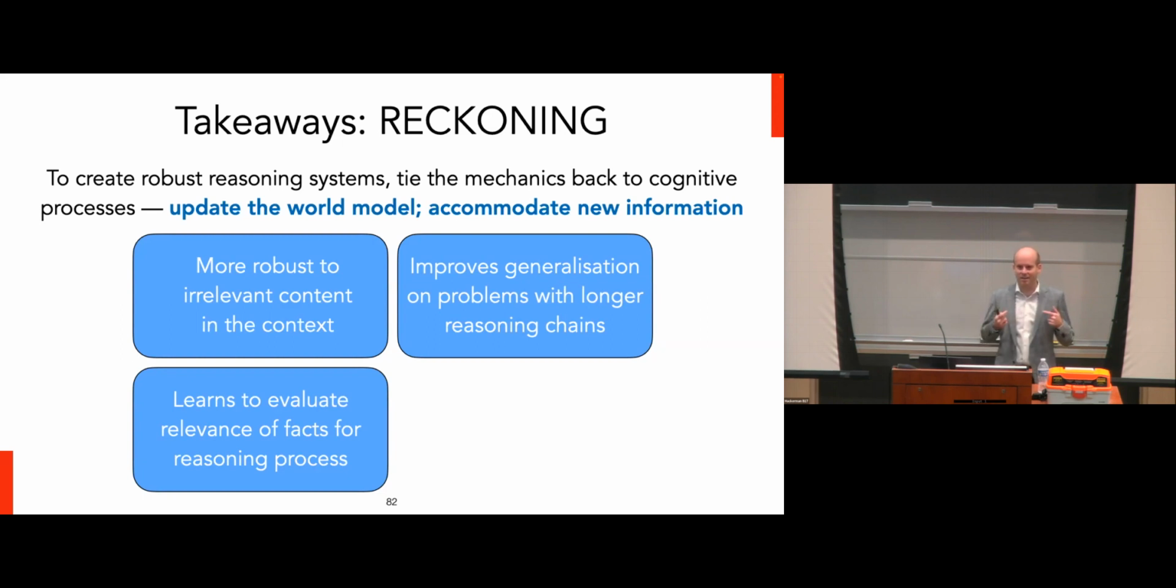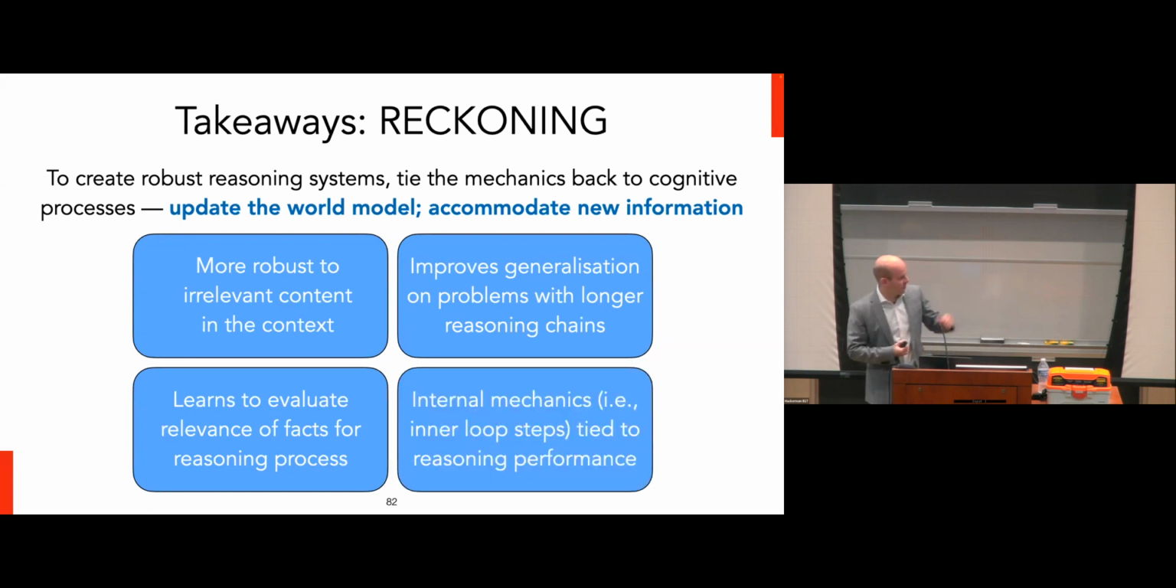What's interesting is that it doesn't have access to the question as it's encoding the facts, which means that in order for it to be robust in this way, it needs to learn how to aggregate information from multiple permutations of those facts, such that it can answer a wide range of questions about different combinations of them. And finally, the internal mechanics of the system, essentially the number of inner loop steps that we do, is tied to the reasoning performance when we're looking at longer hop reasoning chains.